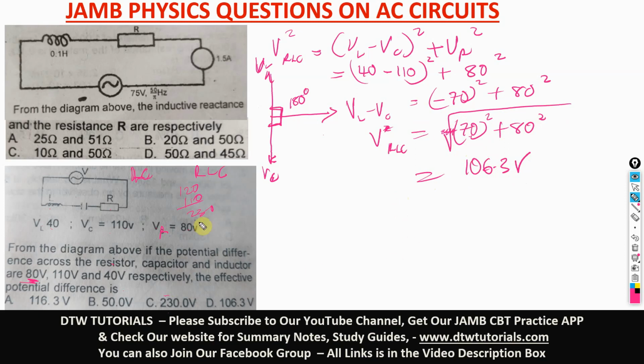Use your calculator on the Jamb interface to resolve this, and you get this. The right option here is option D, not this. Don't make the mistake of adding. In an AC circuit, the VL and VC are out of phase. You can never add them. So this is the right option.